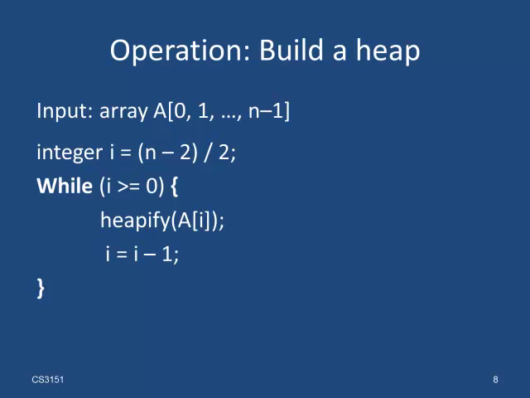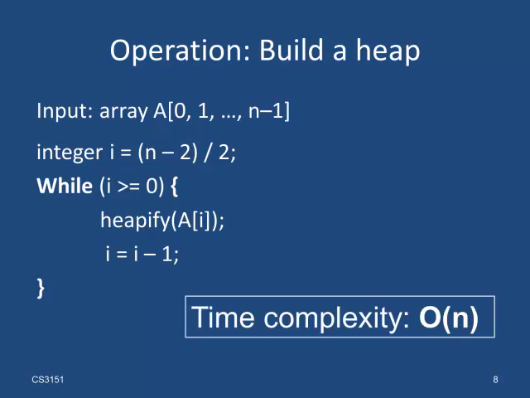We know that the heapify operation takes O(log n) time if it is called for a node whose subtree has n nodes. Heapify is called about n/2 times, so a straightforward upper bound for the time complexity is O(n log n). Surprisingly, one can show that the procedure is actually linear. That means we can build a heap in linear time from an array.